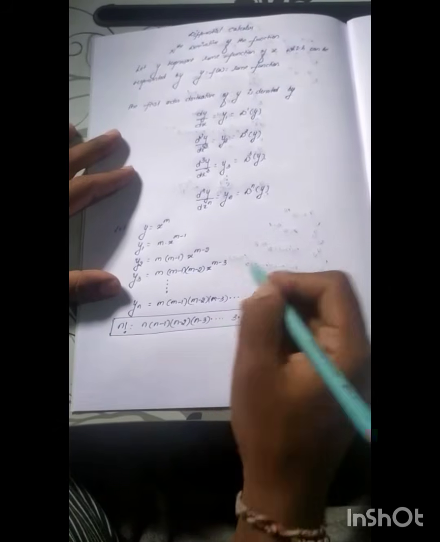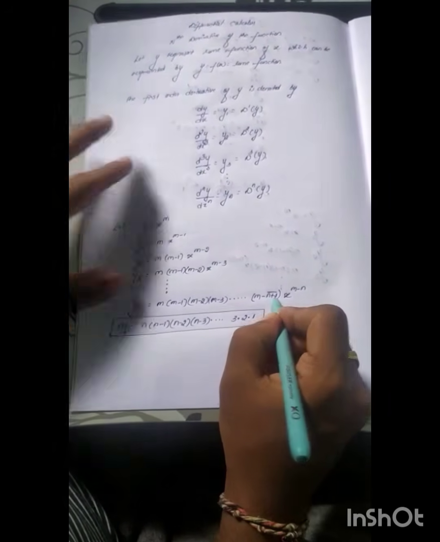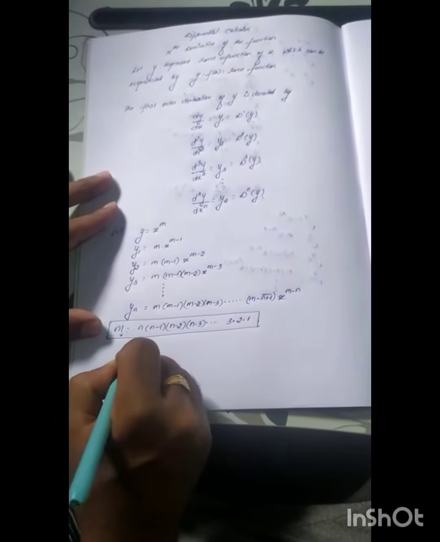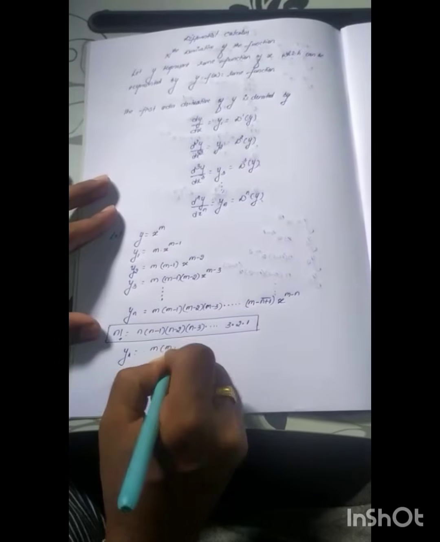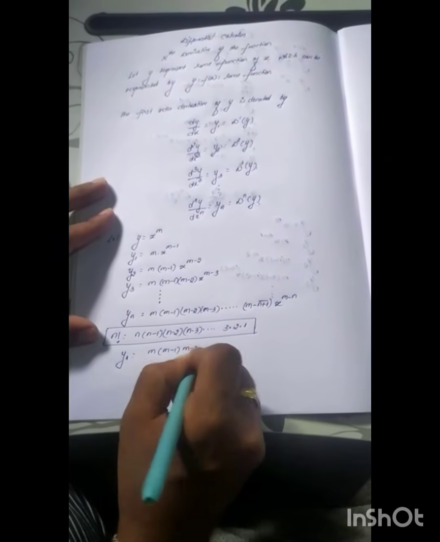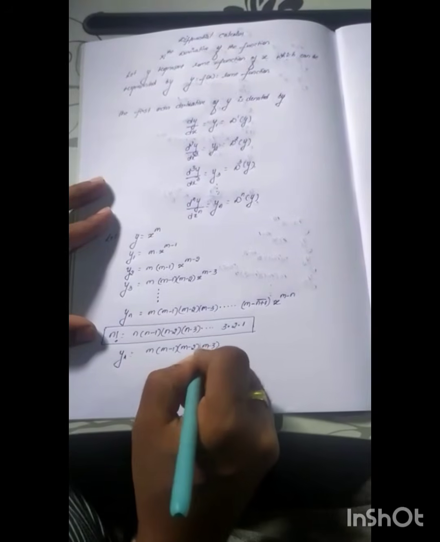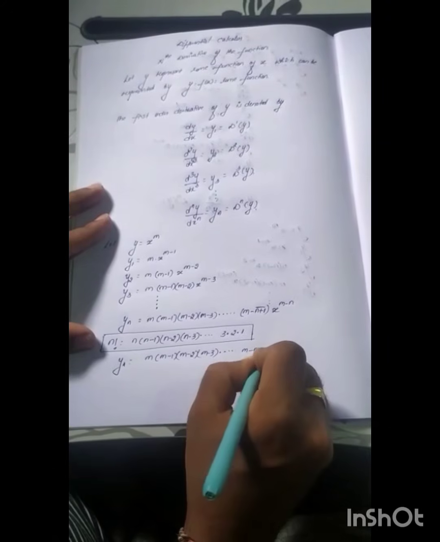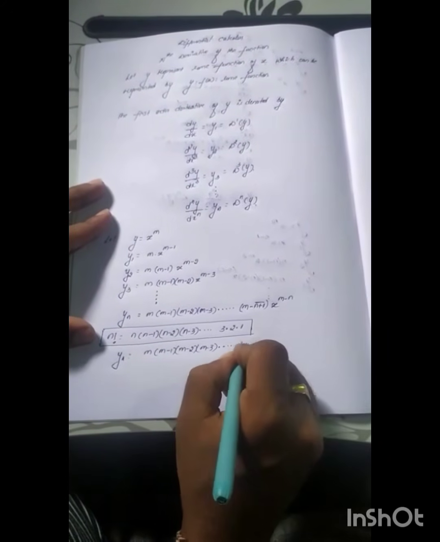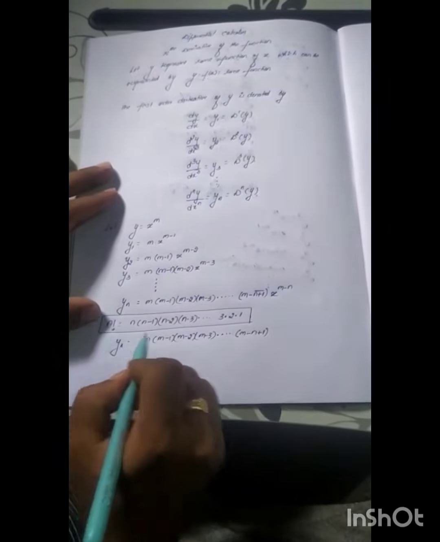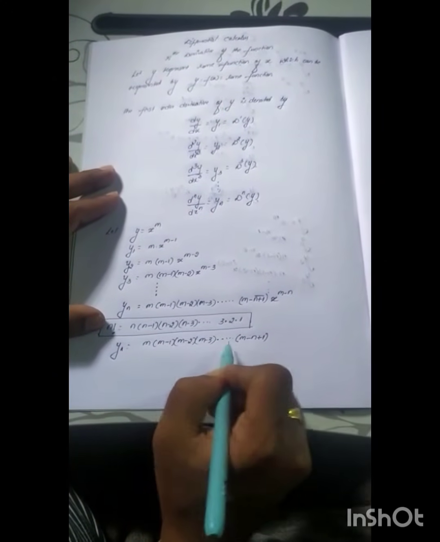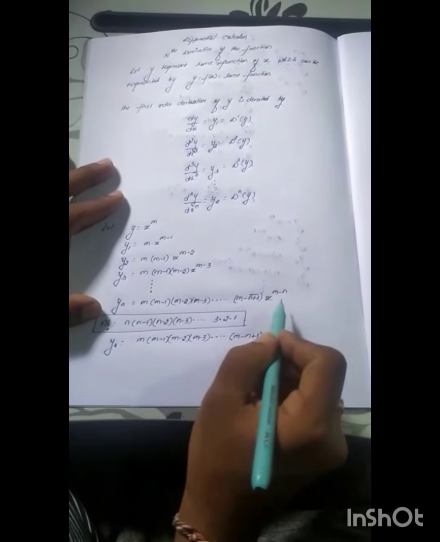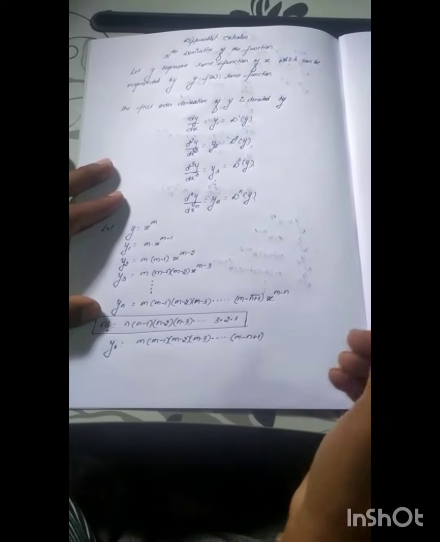So what will be the term after this one? After m minus n plus 1, the next term will be 1 less than that. So yn can be written as m into m minus 1 into m minus 2, m minus 3 and so on. We have m minus n plus 1 here, right? If we have to write this as m factorial, we are missing the last terms: m minus n, m minus n minus 1, m minus n minus 2. So what happens?